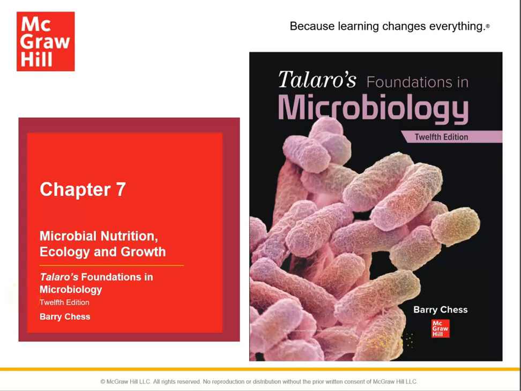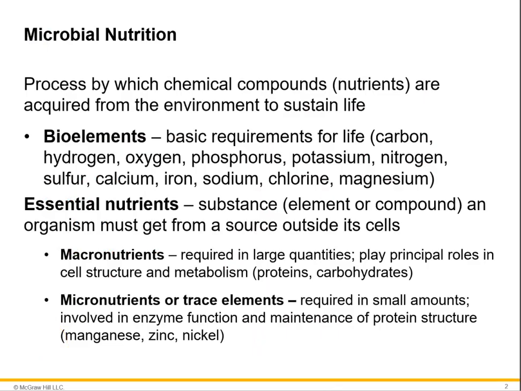All right, now we're going to talk about Chapter 7. This is Microbial Nutrition, Ecology, and Growth. So in this chapter, we're going to talk about the process by which nutrients are acquired from the environment to sustain life of the organism. We're going to be dealing primarily with bioelements, and these are the elements that are the basic requirements for life. So things like carbon, oxygen, nitrogen, etc.